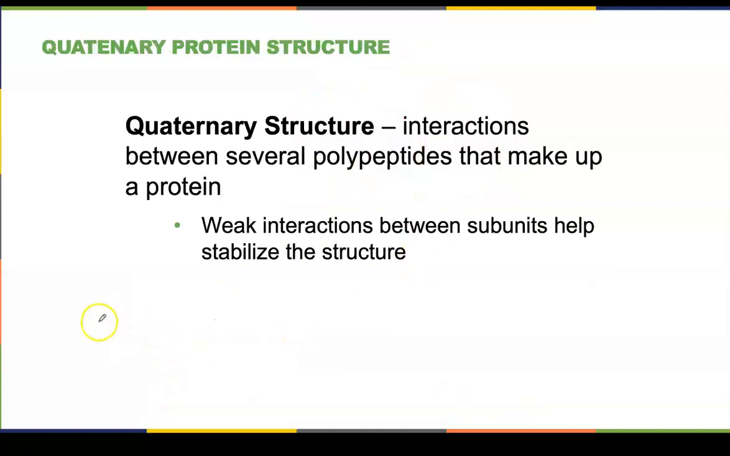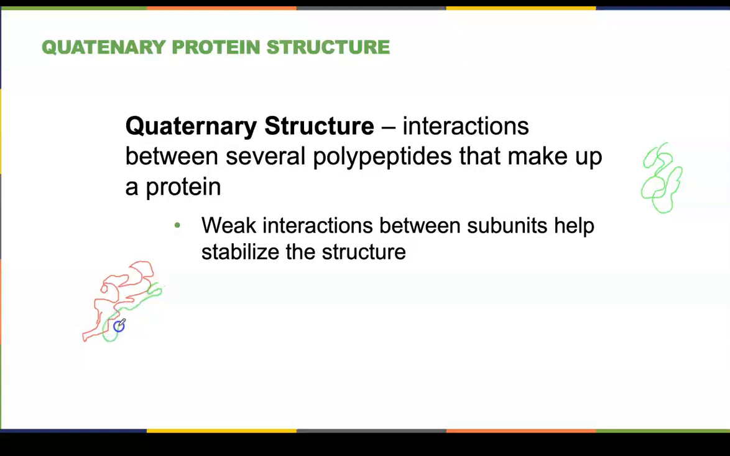Now, let's think about proteins that have multiple polypeptides. So maybe there's a protein that has a chain like this, but then it also has a second chain. And the second chain also has some shape. I'm going to draw it way over here on the right, like so. These two proteins will come together, and they will have interactions between the two chains.